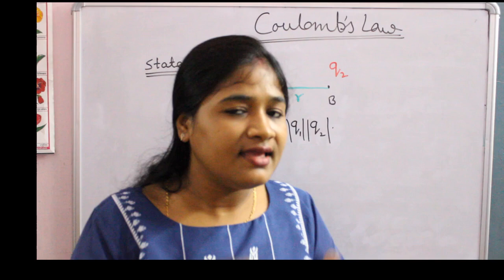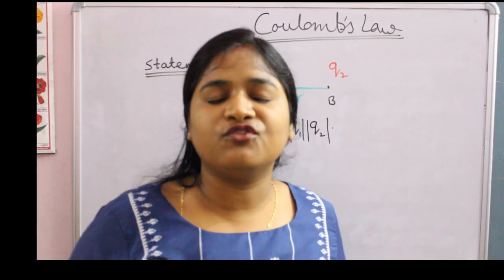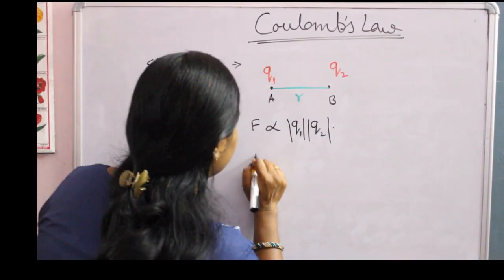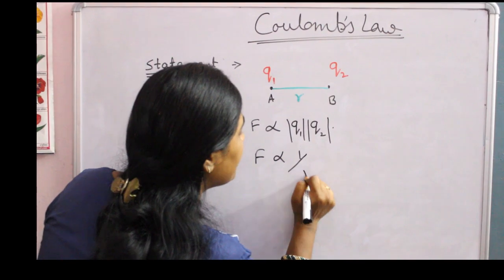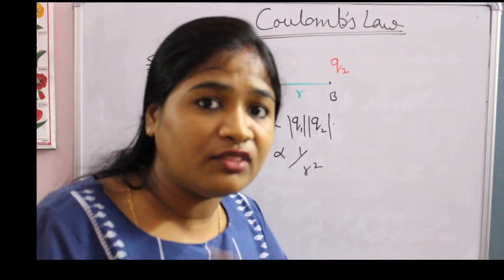Second aspect, what did he say? He said that F is proportional to 1 by R square. Again, R is the separation between the two charges.